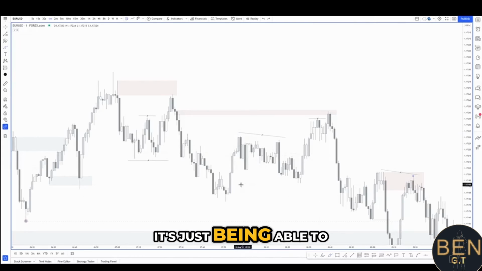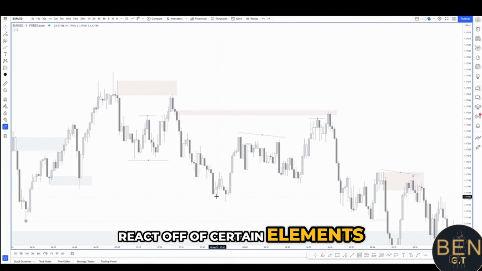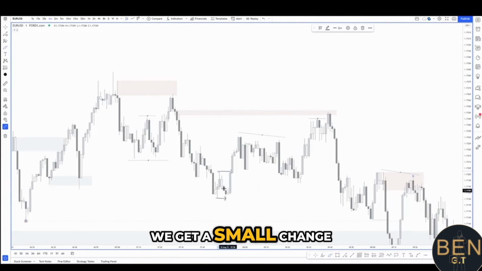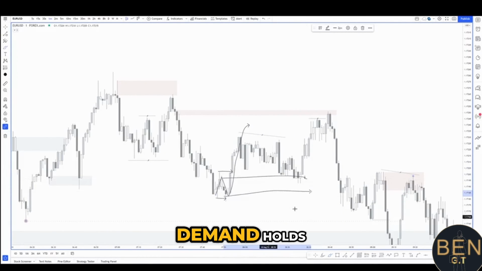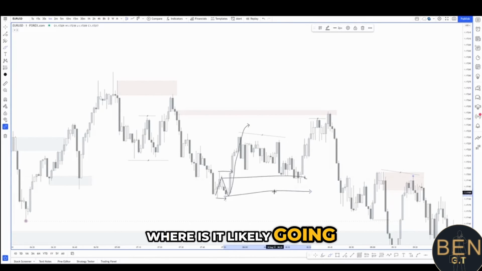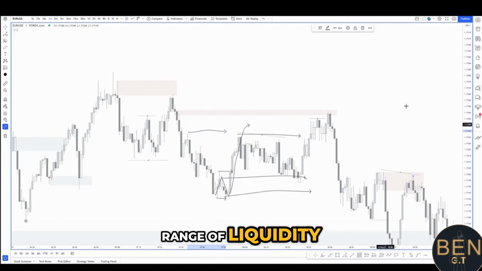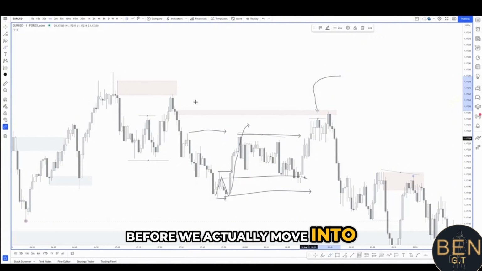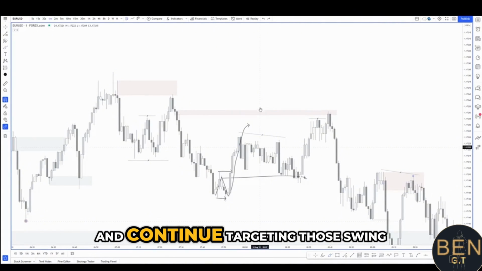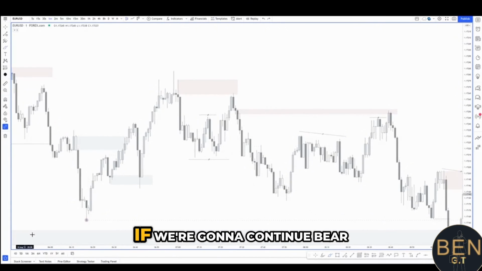It's just being able to react off of certain elements, because as we can see, we get a small change of character. We have a pivot demand. Demand holds. Where is it likely going to go if demand does hold? Well, we're going to attack internal range liquidity before we actually move into supply and continue targeting those swing lows if we're going to continue bearish.